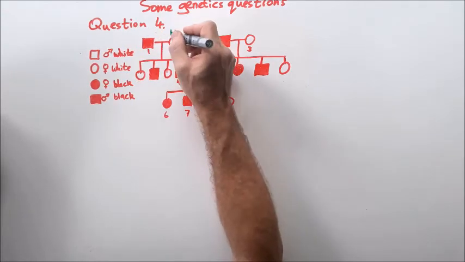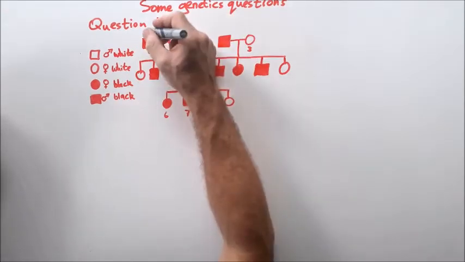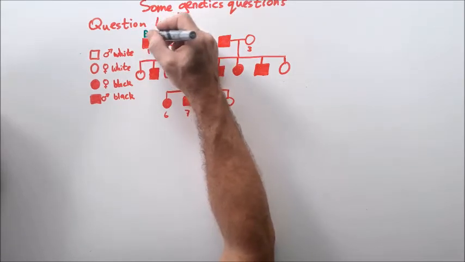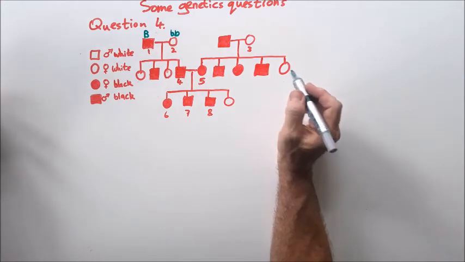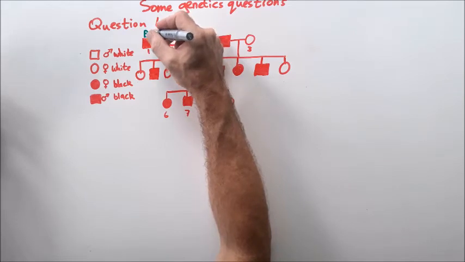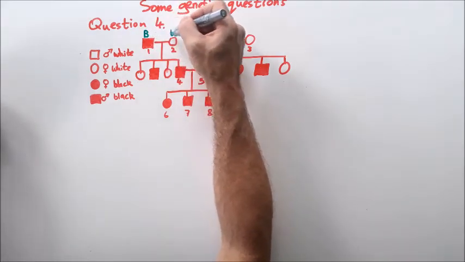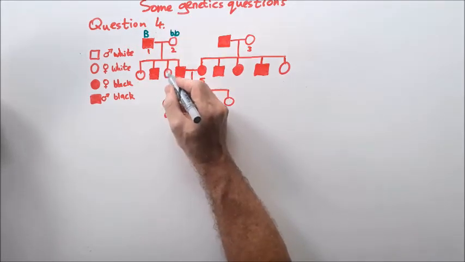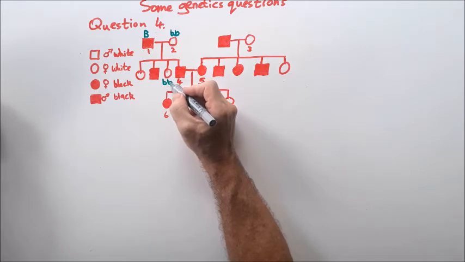Now, this individual here, this male, he must have black fur. So he has black fur, so he must have at least one dominant gene, a capital B. And now the question is, is it heterozygous, big B, small b, or homozygous, big B, big B? Well, let's take a look at the offspring. This offspring over here would have to be small b, small b. The only way you can have white fur is to be double recessive homozygous.